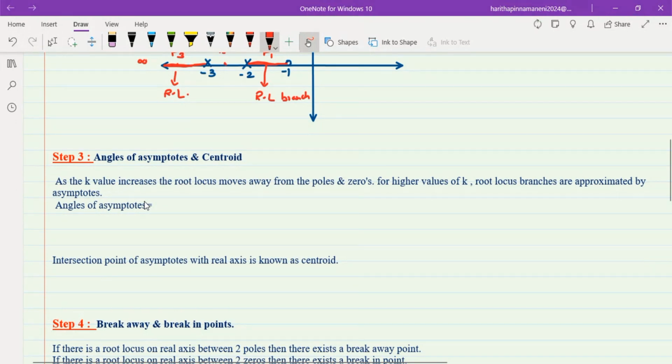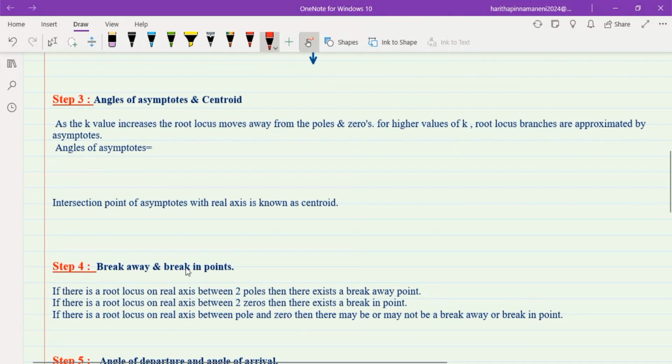Next, third step, angles of asymptotes and centroid. See, in the question, if the open loop transfer function is having a gain k, as the k value is increasing, the root locus moves away from the poles and zeros. So for higher values of k, the root locus branches are approximated by the asymptotes. Asymptotes are straight lines that continually approach a given curve but don't meet it at any finite distance.